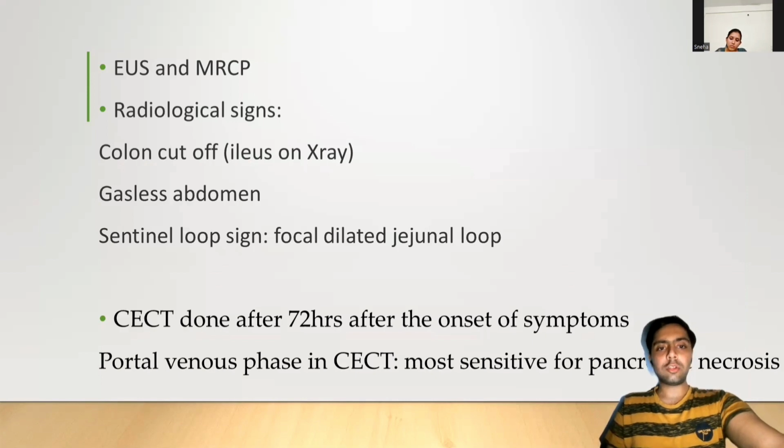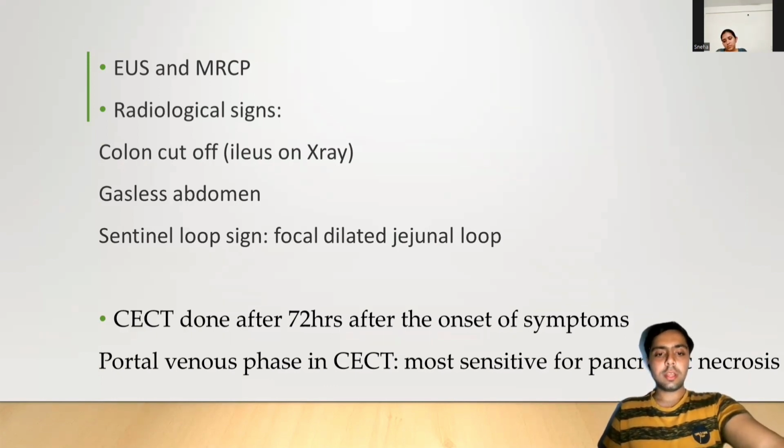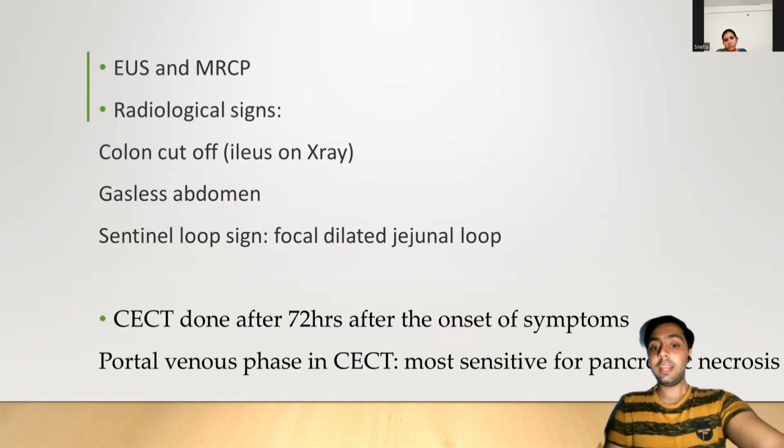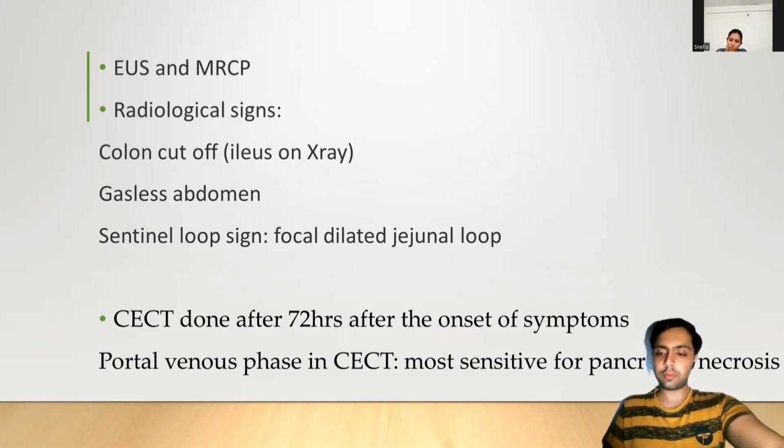Radiological signs are also present in acute pancreatitis, but they are not specific. But you can just remember the colon cutoff sign, gasless abdomen, sentinel loop sign, which is also seen as a focal dilated jejunal loop. Then the main thing here is CECT. In the daily and lab, what they have given is CECT done after 72 hours. But in general practice, when the patient arrives, we do a CECT. So what is the reason for CECT after 72 hours? It's basically for prognostic factors. After 72 hours, the prognosis will be clearly visible in CECT. And the most sensitive part of this is the portal venous phase in CECT. That is the most sensitive for necrosis.